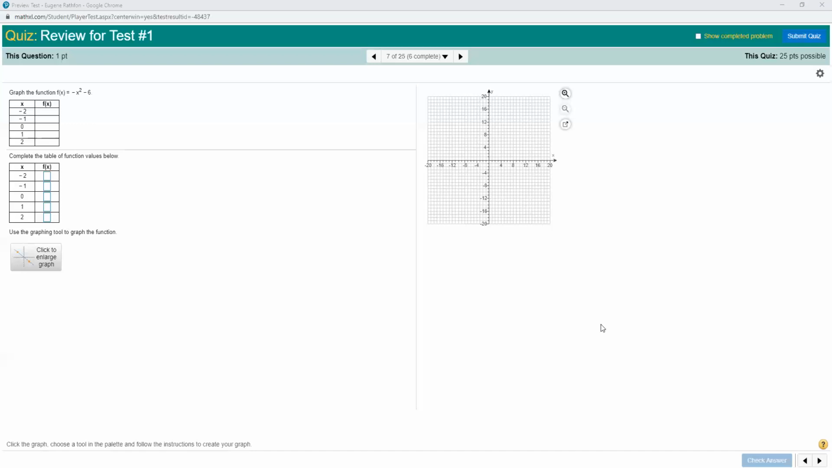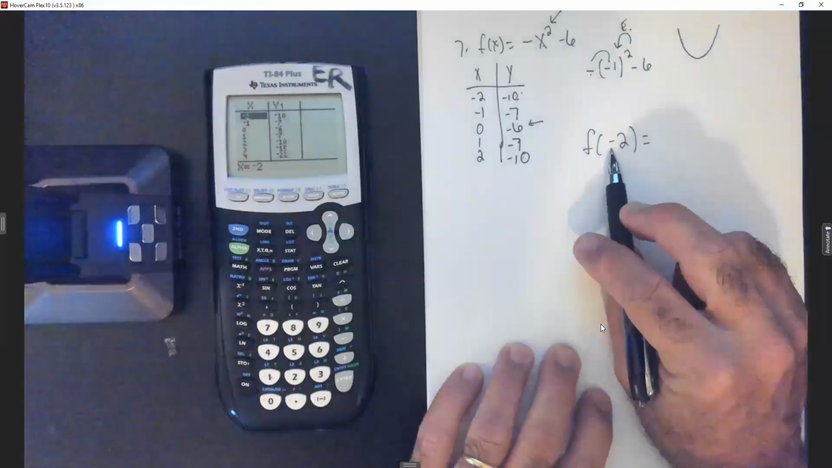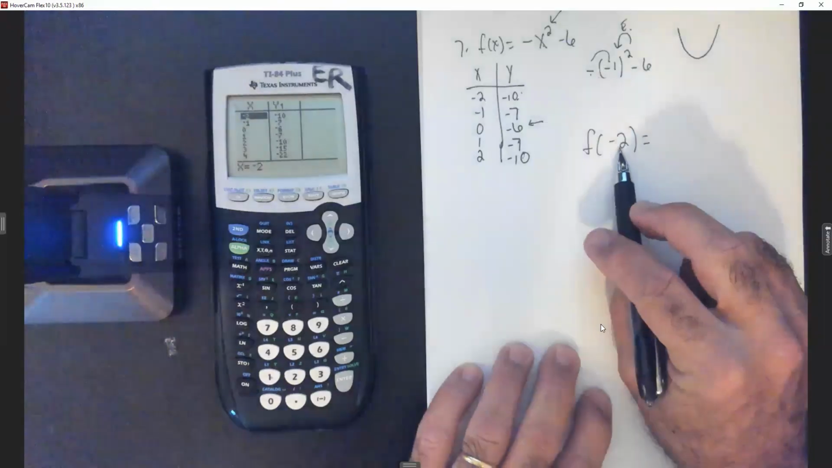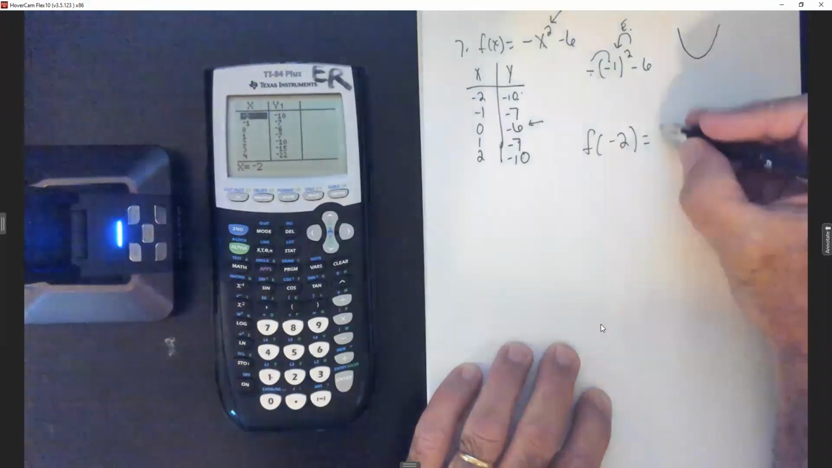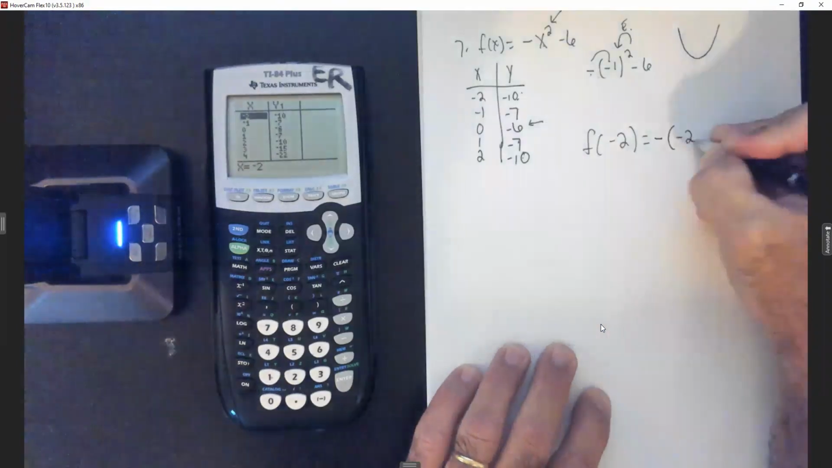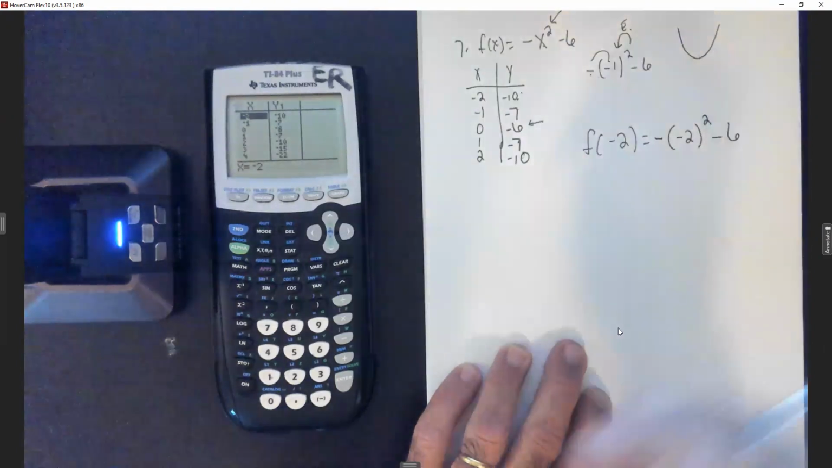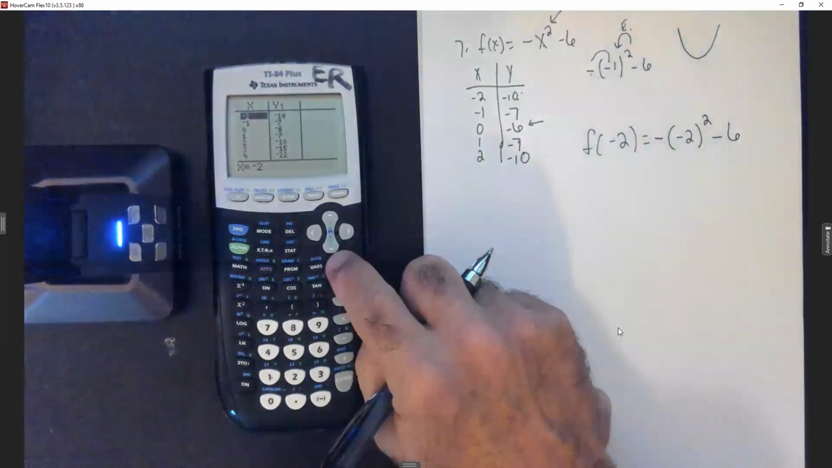All righty. Watch what I'm going to do to find this f of negative 2. That would really be your negative key. Then you would have to put in your negative 2. We're going to square that and then subtract 6. So on this calculator, let me clear that screen.